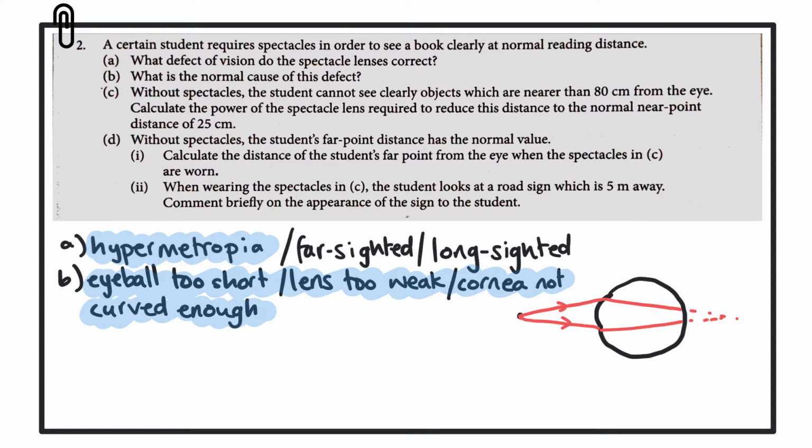So you would be expected to know that the normal near point of the eye would be 25 centimeters, and the normal far point, that being the furthest that a clear image can be seen, would be infinity. This person, however, cannot see anything closer than 80 centimeters, so their near point is 80 centimeters rather than 25.